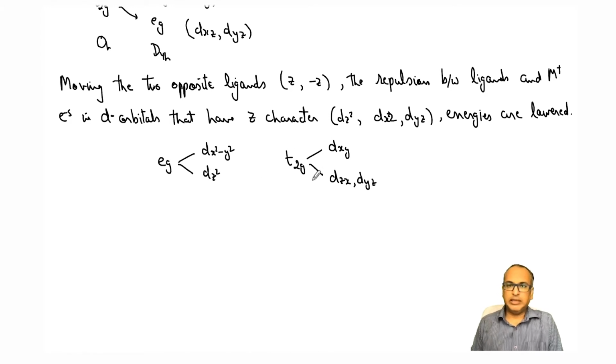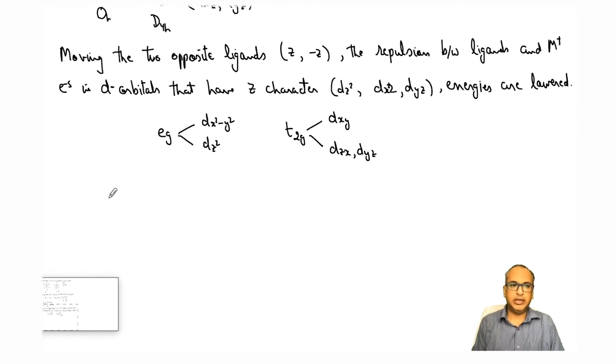So why would these orbitals reduce in energy? Because they have substantial z character in their orbitals. Whereas these ones have x and y characters, so these are along the transverse axis or transverse plane, and these are along z-axis, right? So these orbitals would experience lower energy, these orbitals would experience higher energy. So let us see explicitly how the molecular orbital diagram changes in these two cases.